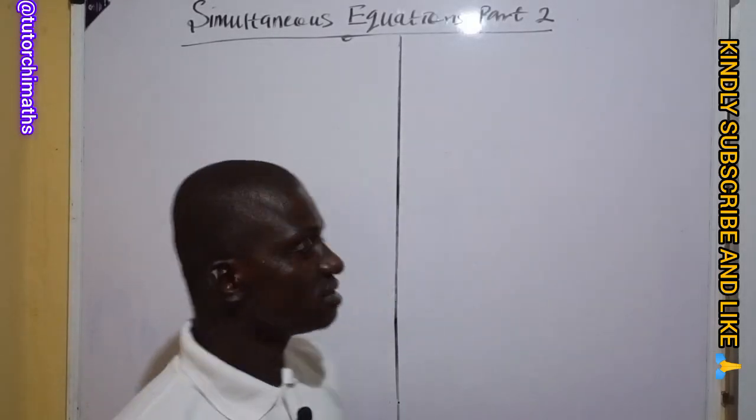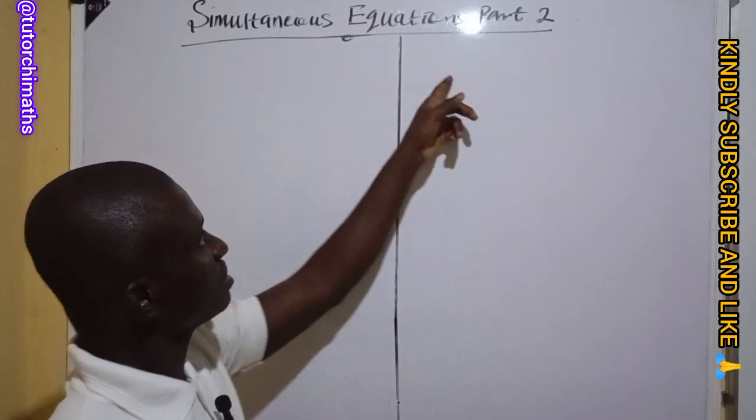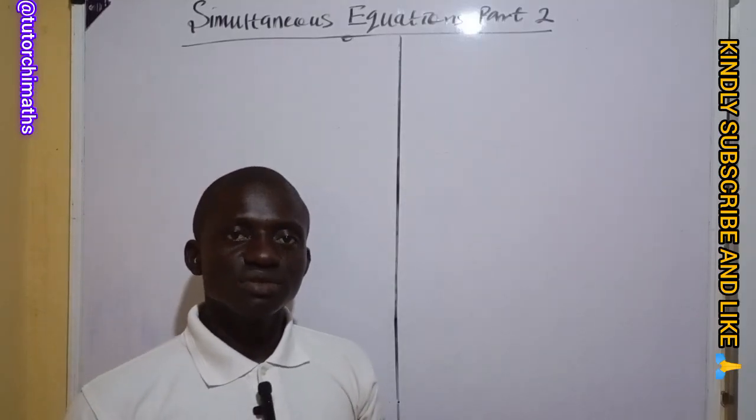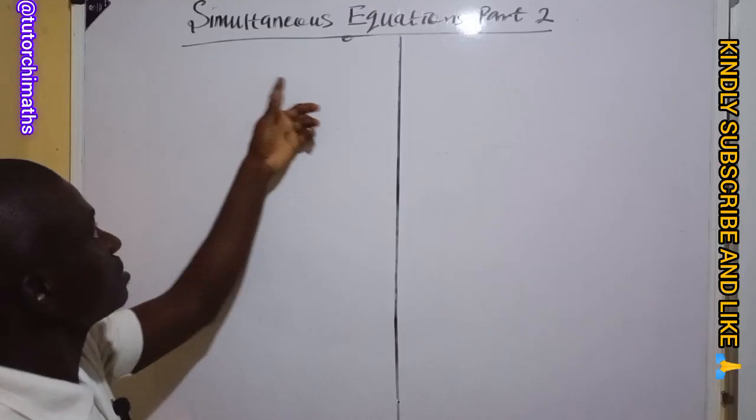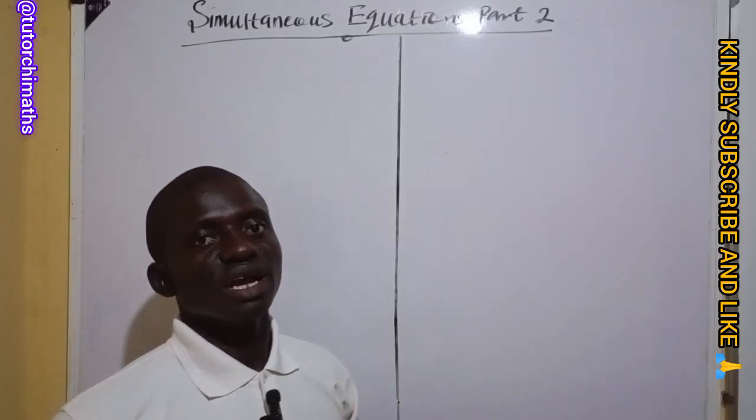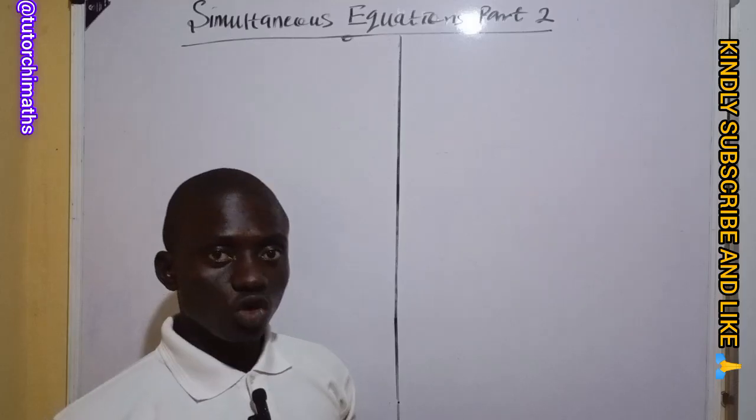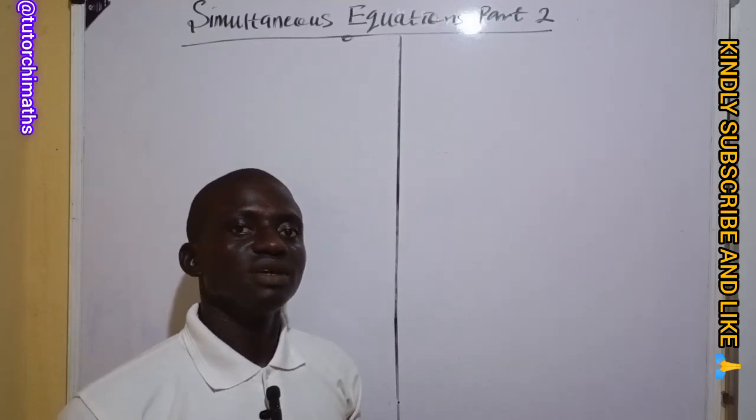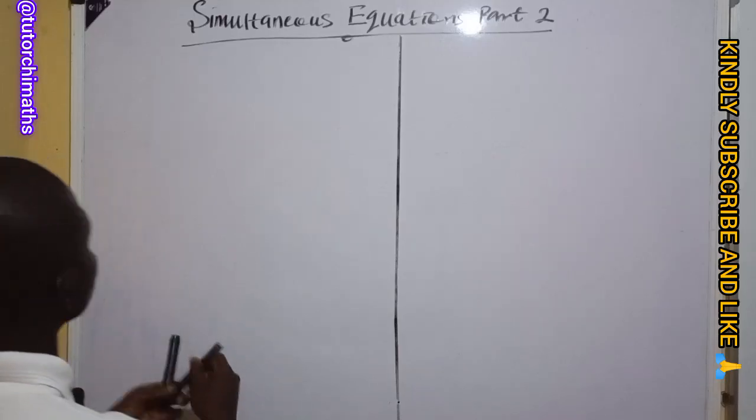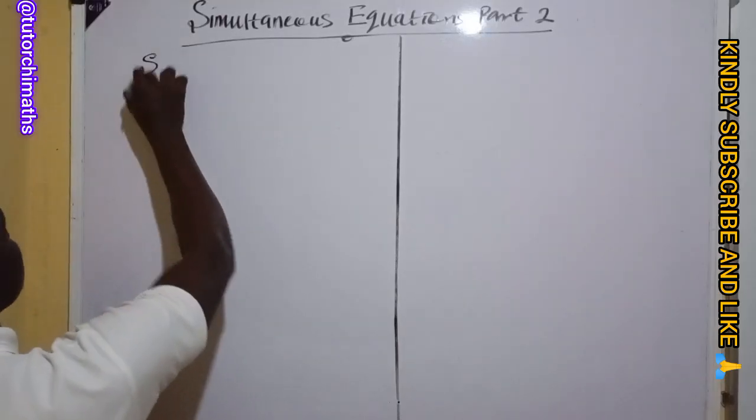Okay, in today's lesson, we'll be considering simultaneous equations, part 1. We have had the introduction of simultaneous equations, where we say that simultaneous equations are just equations with two unknowns, and the two equations are solved at the same time to find the two variables. Now today, part 2, we'll be considering the substitution method.